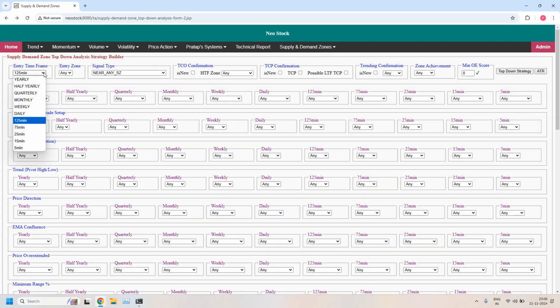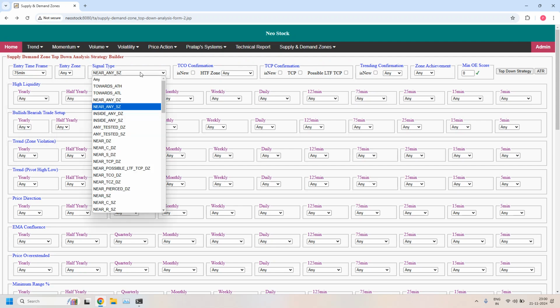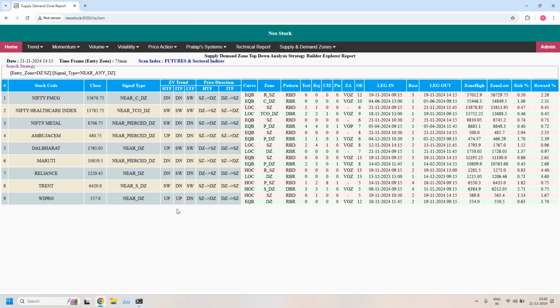Next time frame is 75 minutes. Entry time frame 75 minutes. Let's find the stocks near 75 minutes demand zone. We got 8 stocks. Let's identify high liquidity demand zones from this list. Nifty FMCG not listed in F&O. We got only one stock, Trent. We have one high liquidity 75 minutes demand zone from this list.